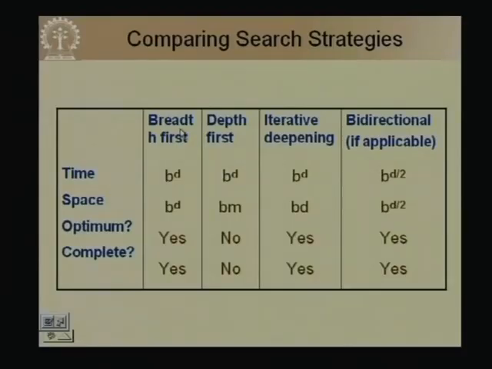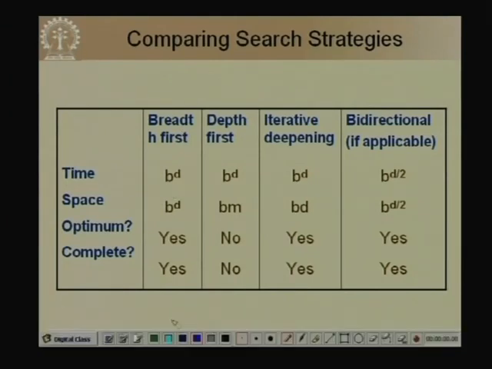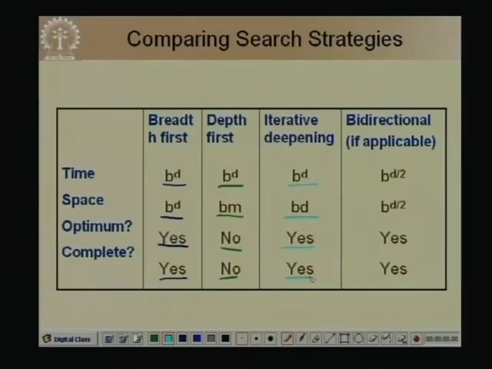So, let us just go back and compare the different blind search methods that we have considered so far. Breadth first search requires time of B to the power D, space of B to the power D. It is optimum and it is complete. Depth first search requires time of order B to the power D, space of B times m, where m is the depth of the search tree. It is not optimum, it is not complete. Iterative deepening search has a time complexity of B to the power D, space complexity of only B times D, where D is the length of the cheapest solution. It is optimum, it is complete.